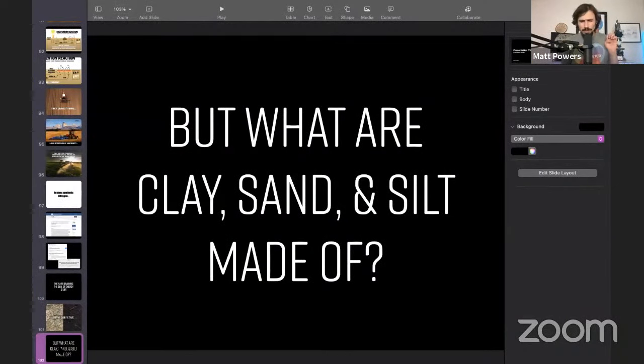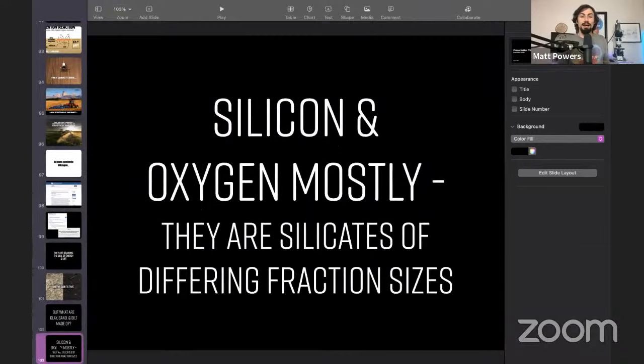But what are clay, sand, and silt made of? Do you guys know this? This is a good question. Maybe this will be the question for later on. Hint, hint. All right. Silicon and oxygen mostly. They're all silicates of different fractions and sizes, okay? And when we mineralize things, quite often we're oxidizing them. So they're being dried down to the point of just being mineral.